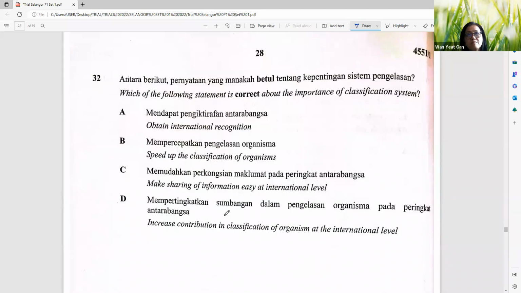Which of the following statements is correct about the importance of the classification system? Now, classification ensures that scientists all over the world can identify different species more easily, and that makes the sharing of information much easier at the international level.